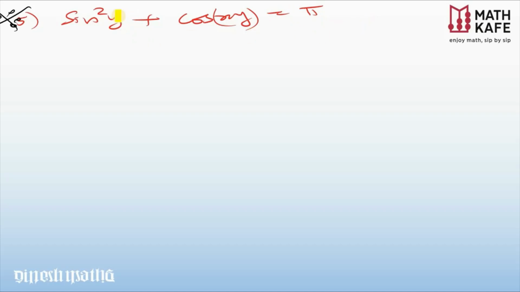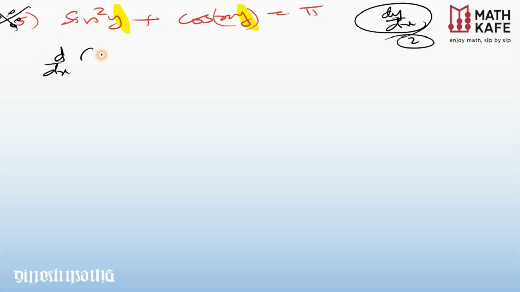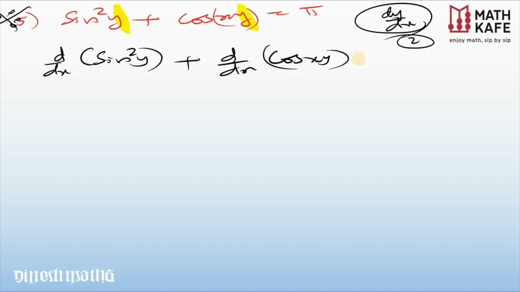Again, count the number of y's. There is a y, and here there is another y, and there are 2 y's. So we are expecting 2 dy by dx terms for this particular question. And if you observe here, this is an xy and there's a sin square y. As we said, we'll start with d by dx of the first term, that is sin square y, and d by dx of cos xy equal to d by dx of pi.